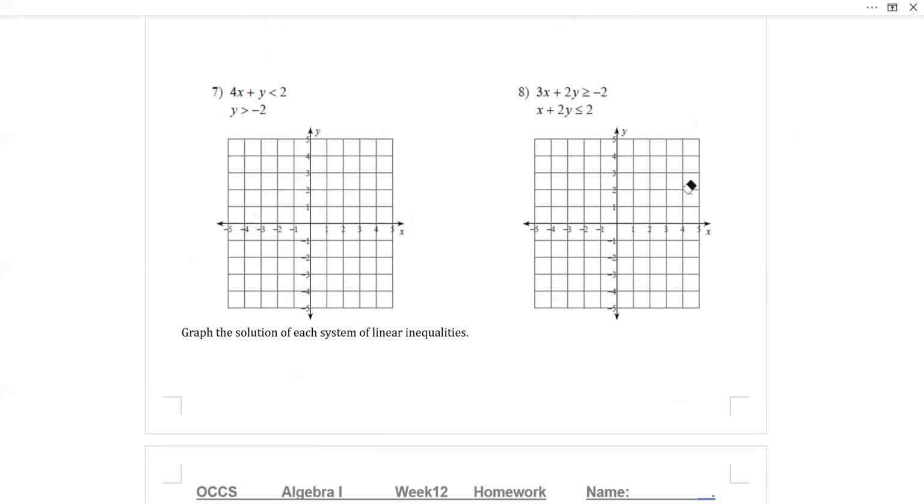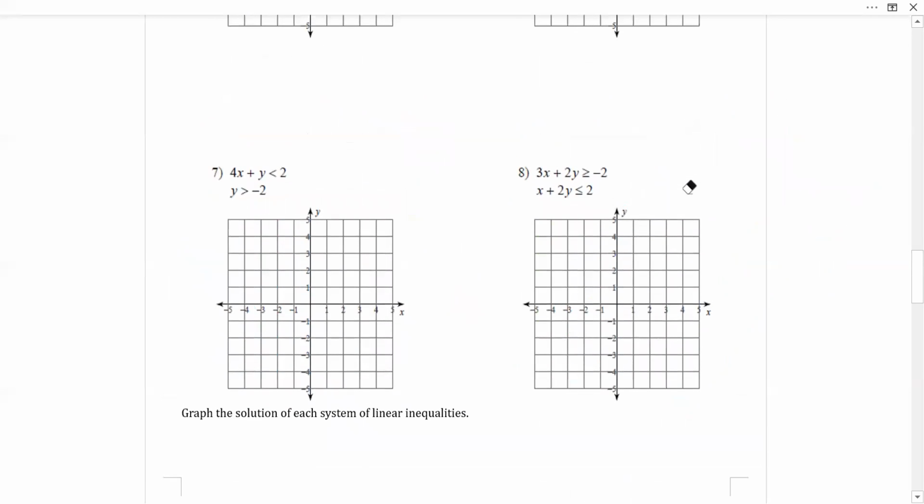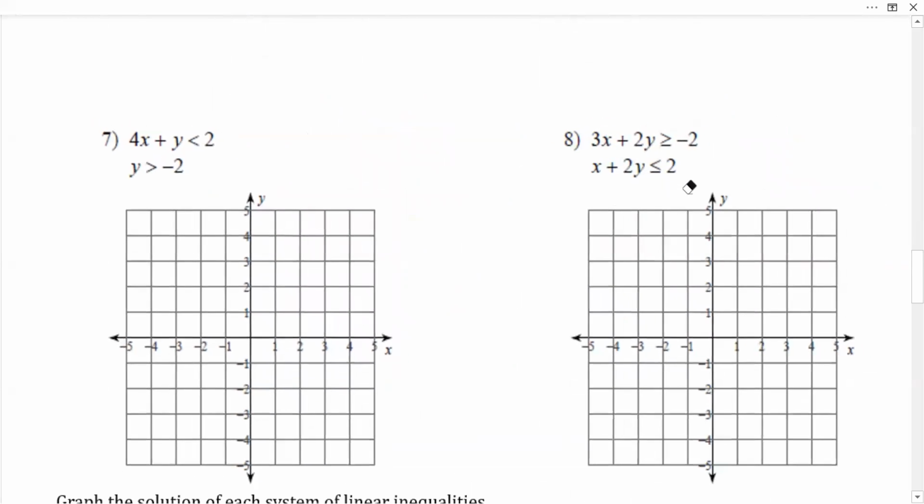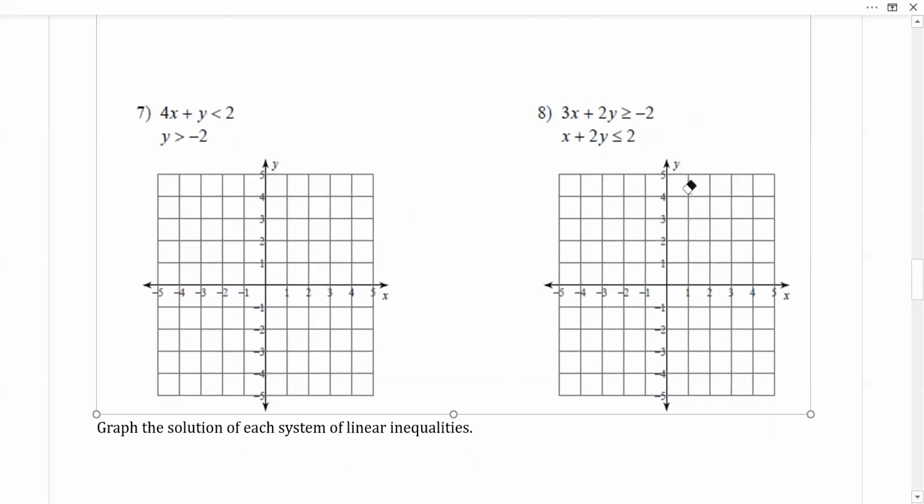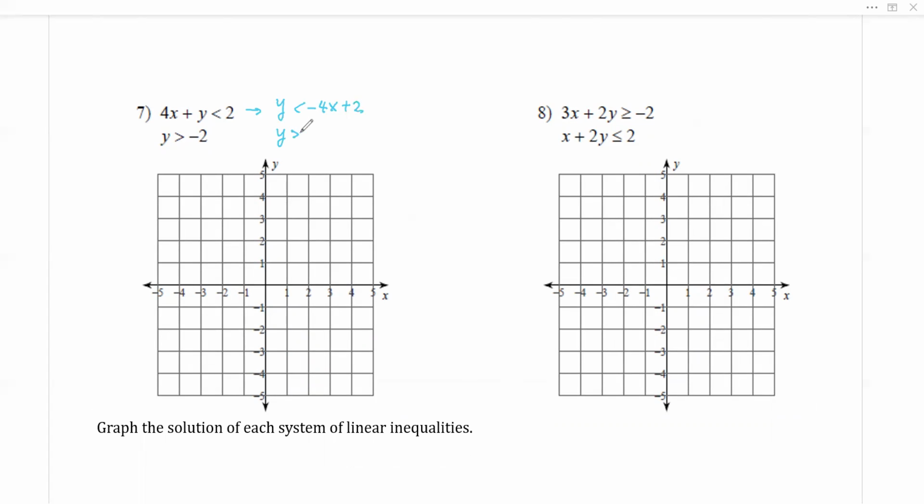Okay, so move on down. Let's see number 7. All right, so see here. This part, they didn't change, right? It isn't like y greater or equal, right? So you can do some proper changing. You can change it into, say, y less than -4x plus 2, and y greater than -2.